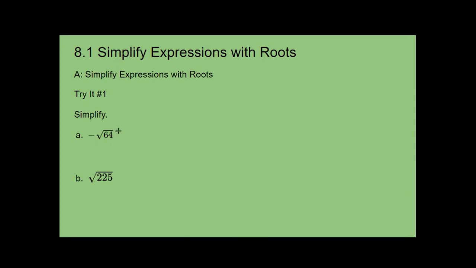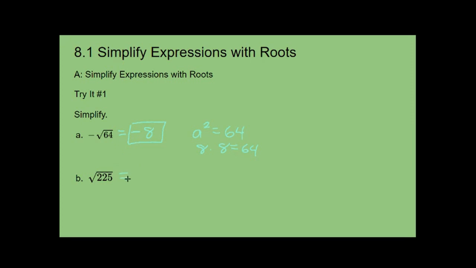Let's go through this. So we want to know what number times itself, or squared, is equal to 64. And so this one you should have memorized with your times tables. 8 times 8 is equal to 64. And we know that we're looking for the negative, not the principal square root. So we're going to put a negative, and then the square root of 64 is 8. So our answer is negative 8.